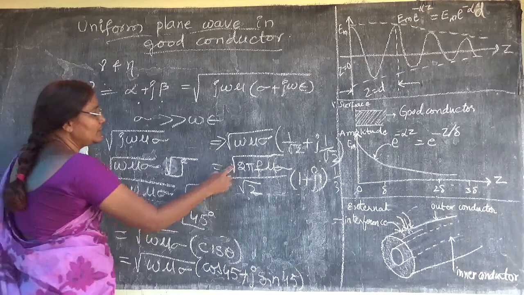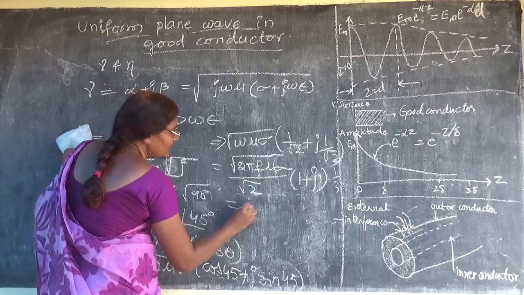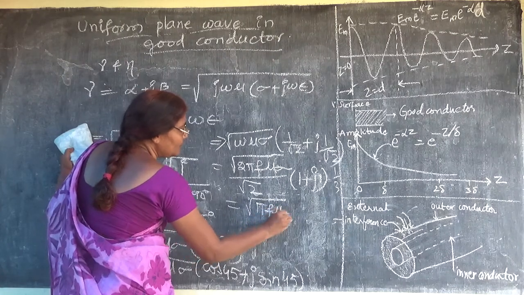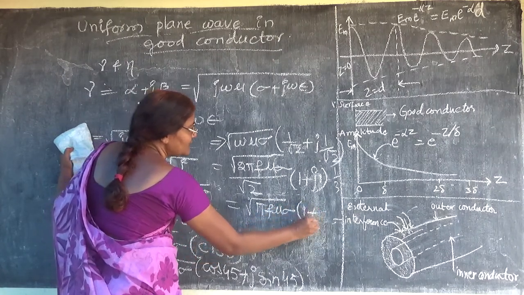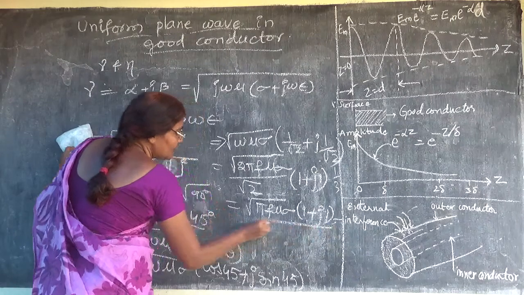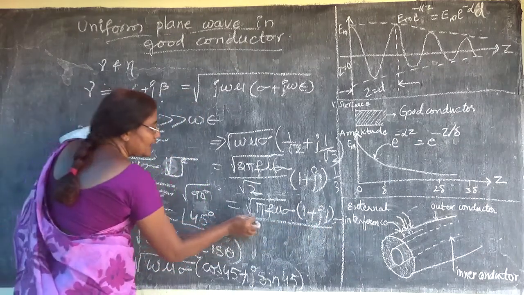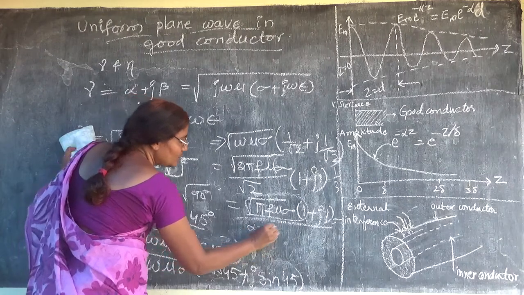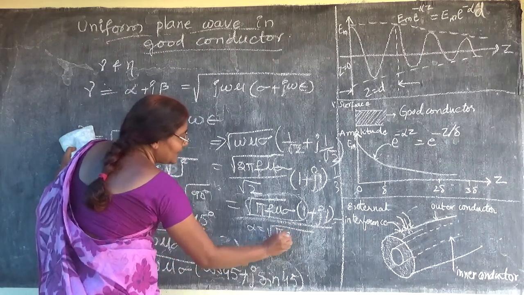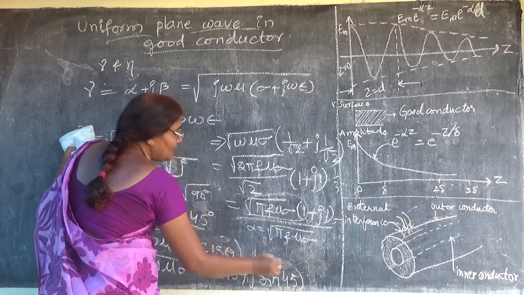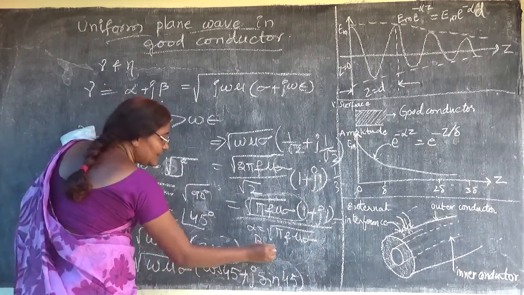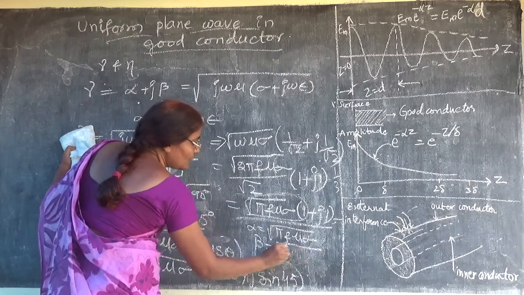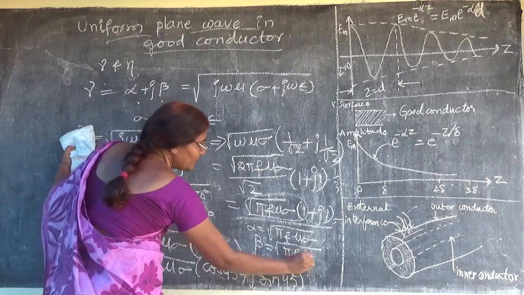Now this root 2 and root 2 will be cancelled out. So what I am left with is pi f mu sigma into 1 plus j. So what is alpha? The real part is alpha. So alpha is equal to root of pi f mu sigma. And what is beta? The imaginary part is beta. So beta is also root of pi f mu sigma.